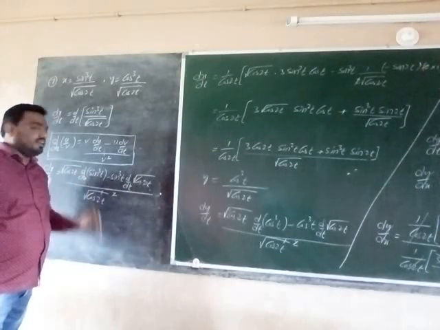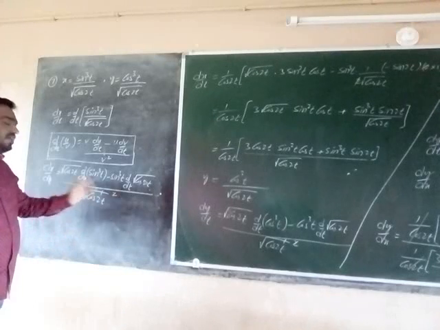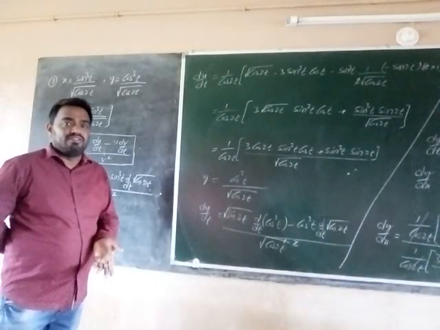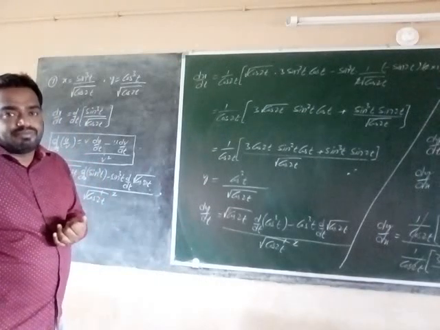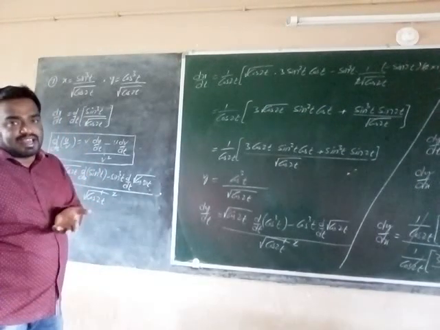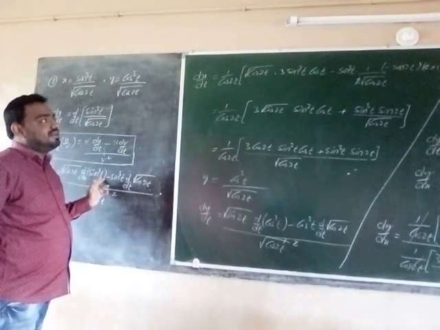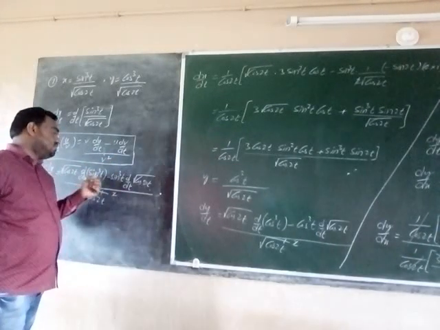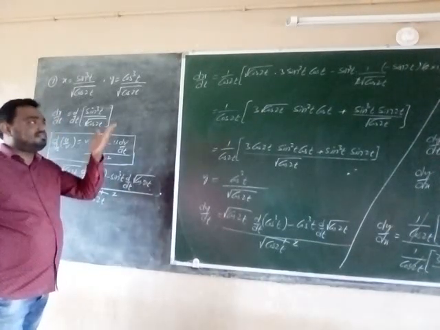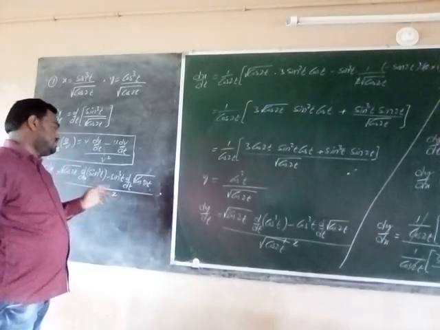How are we finding the derivative of sin cube t? It is in the form of x cube. What is the derivative of x cube? X cube derivative is 3x square. Here sin t you take as x. So that is 3 sin square t, and sin t derivative we are writing down. The derivative of sin t is cos t.